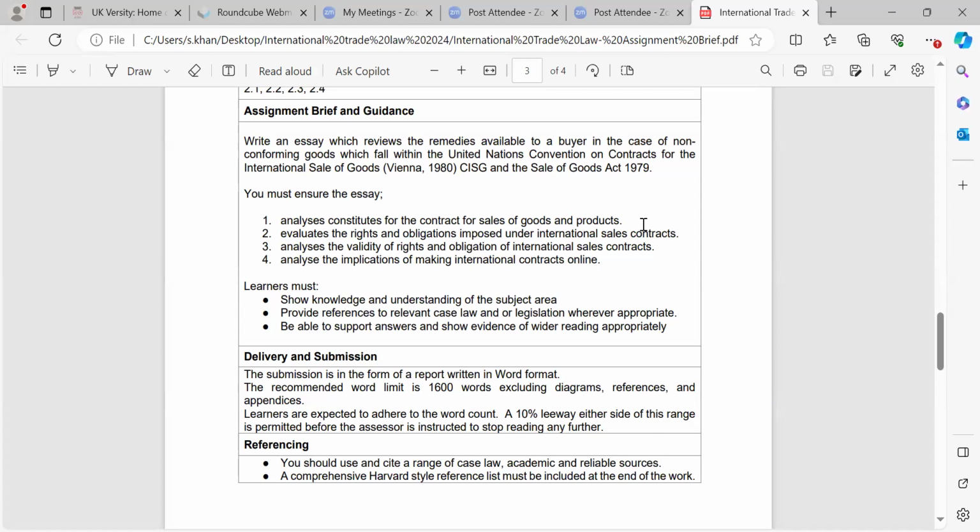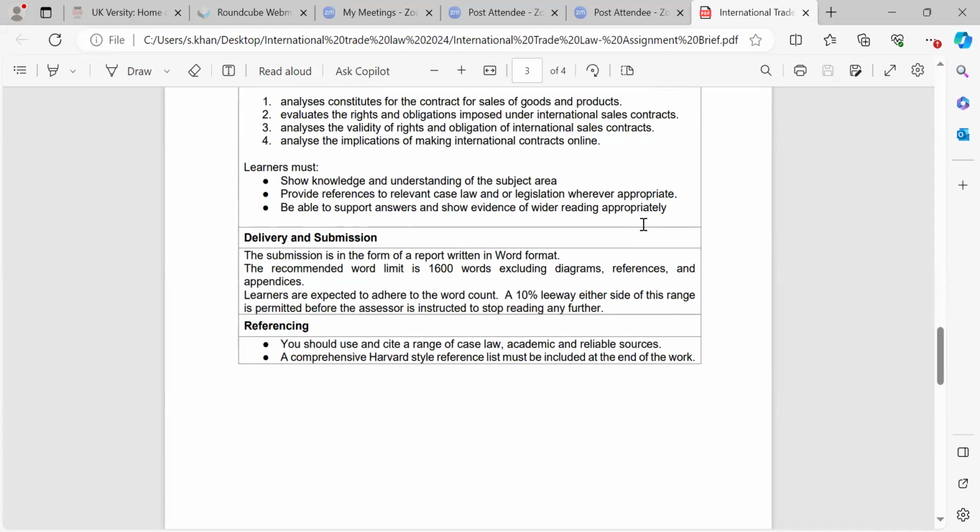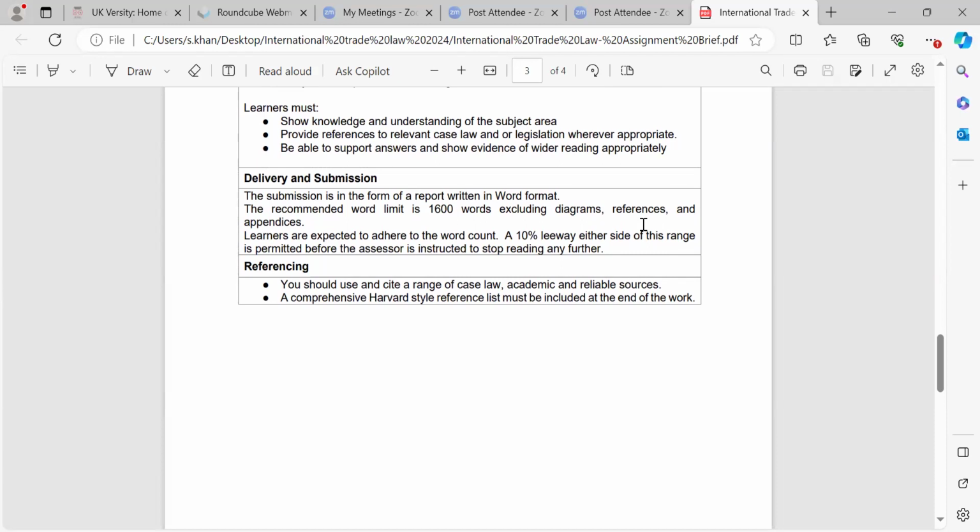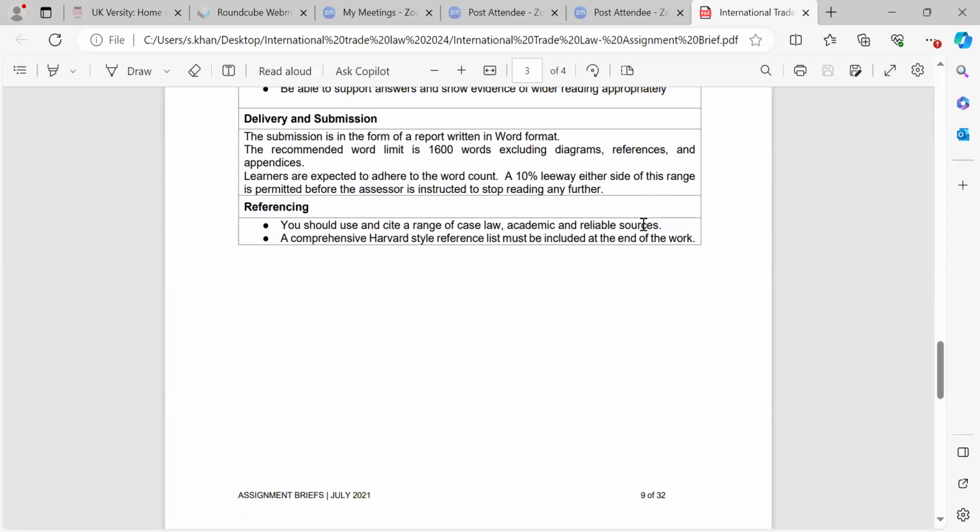References, you need to fully cite a range of case law, academic and reliable sources, and a comprehensive Harvard system style referencing list must be included at the end of the work. So every time you do it, you need to use a Harvard referencing style system for all your references and your sources that you're using, and they need to be in chronological order as well. So that is task 2.